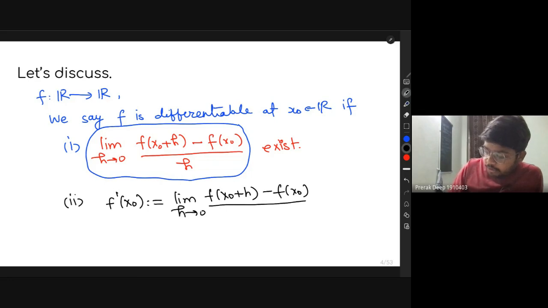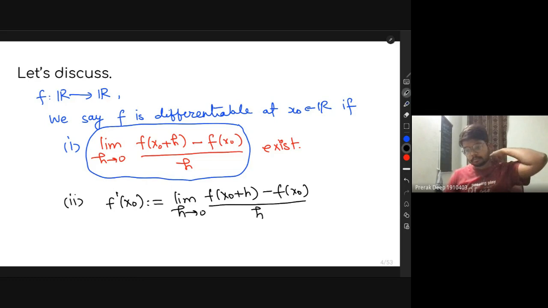I am assuming that you are familiar with the limit of a function. I'm not going to recall the limit of a function again. If you have any doubt, you can ask me now. This is how we denote the differentiation of the function. Any question?